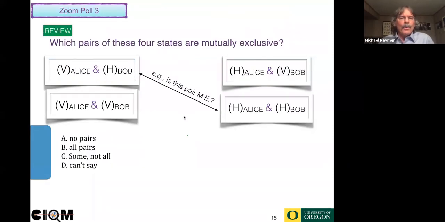Now let's just review what we just said, okay? Because this is such an important point. I want you to get the terminology correct. So this is an easy question. It's just a terminology question. So this is poll number 3. Which pairs of these four states are mutually exclusive?